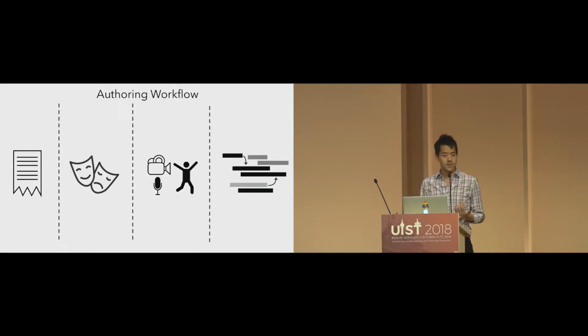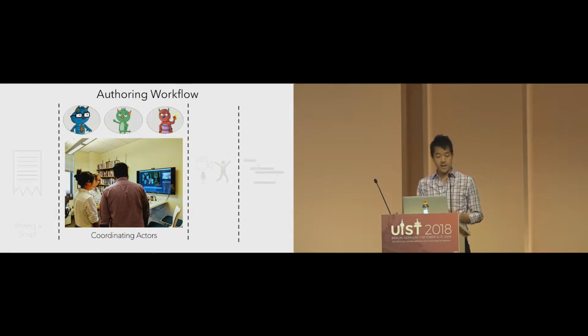Typically, the first step is to write a script, and then you need to find and coordinate some actors to play the different characters. So this could involve getting them all into the same room, as you see here, or maybe trying to schedule them to perform in different locations and at different times.